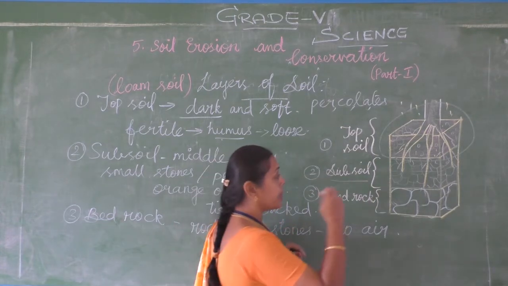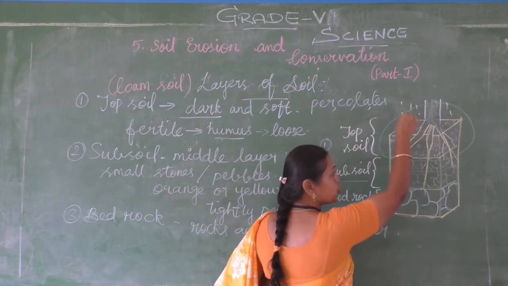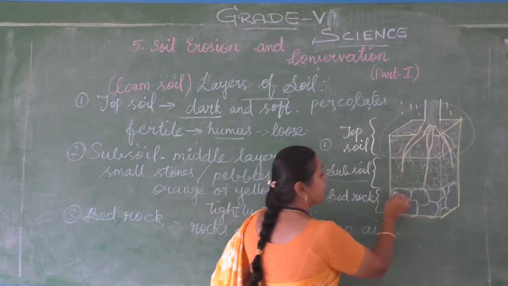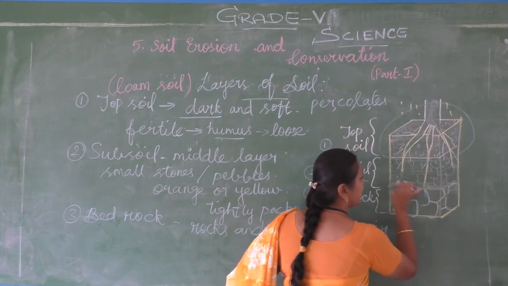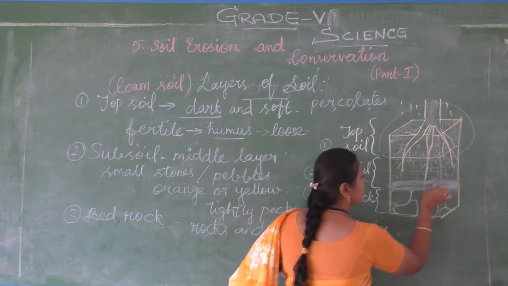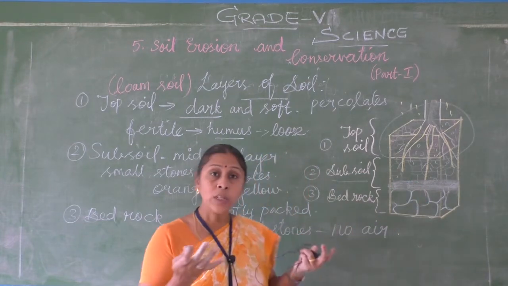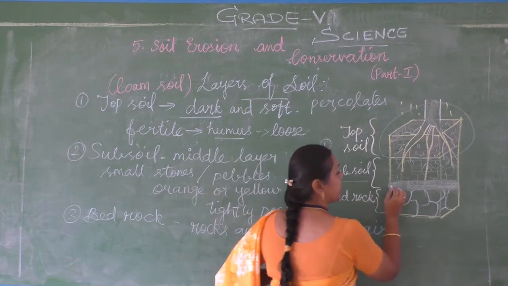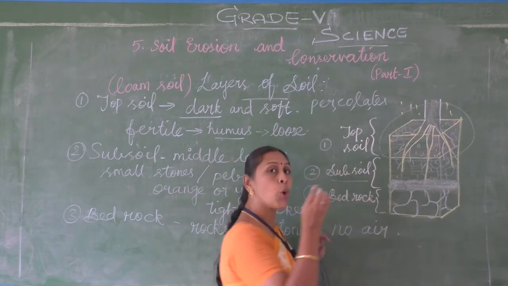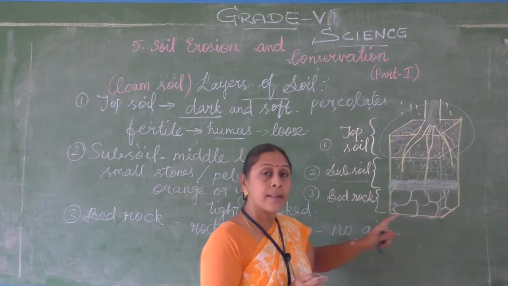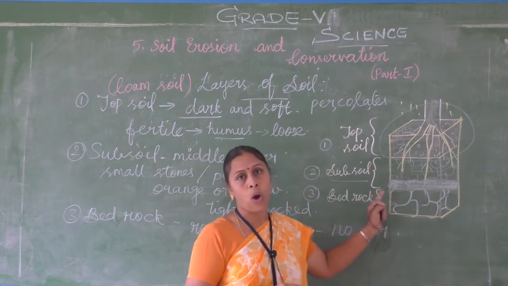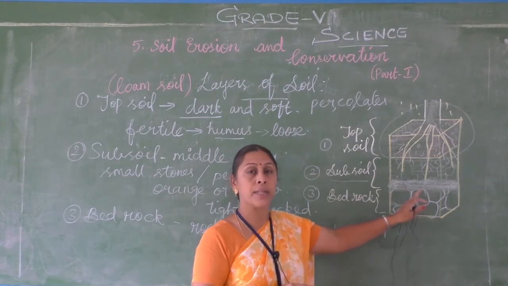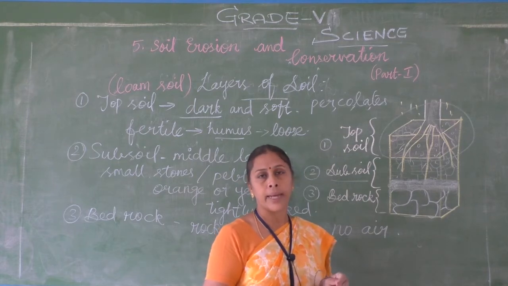But what will happen? The rainwater which enters into the topsoil and percolates into the middle layer will accumulate here above the bedrock, because there is no space below that. So all the water will be accumulated. Accumulated means stored in this area, and this is called underground water. The water stored in this bedrock region is called underground water.